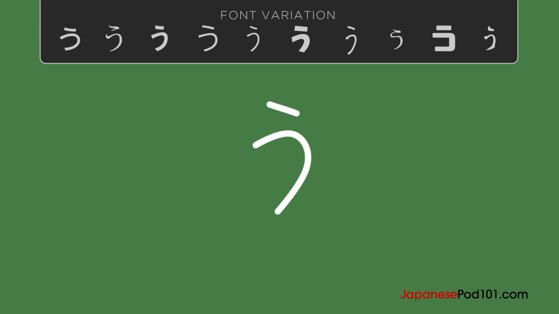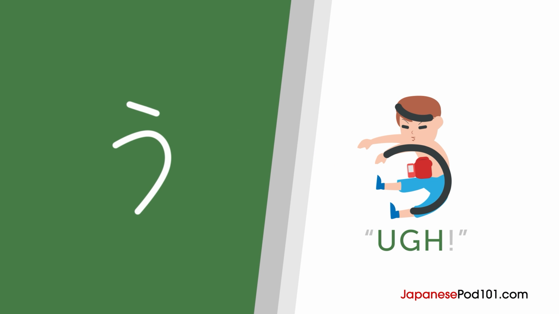The third one is the hiragana, U. To remember this character, imagine a boxer getting punched in the stomach saying U.